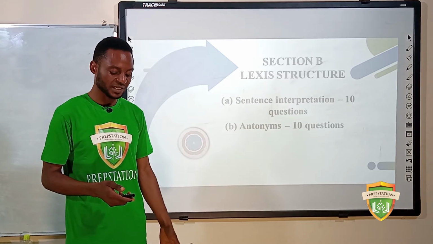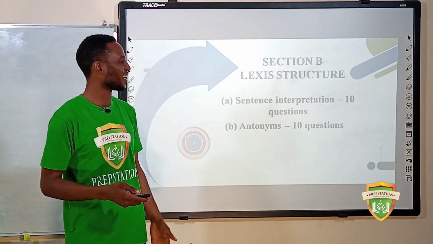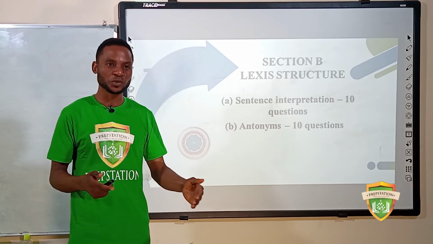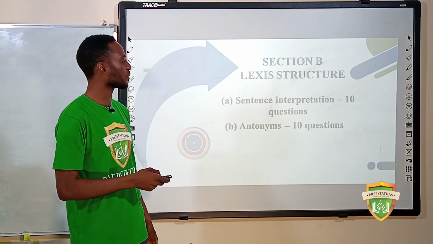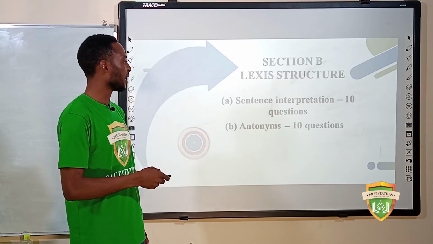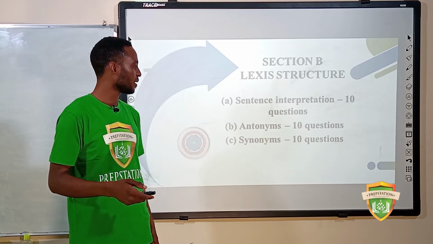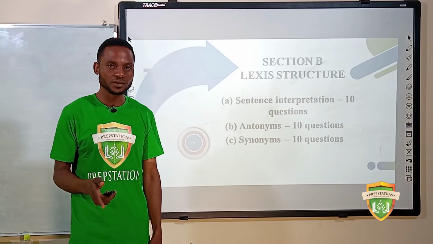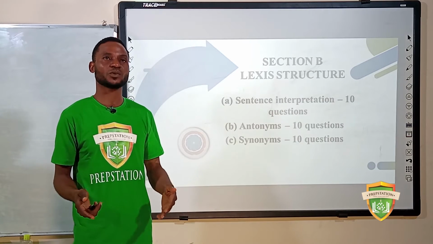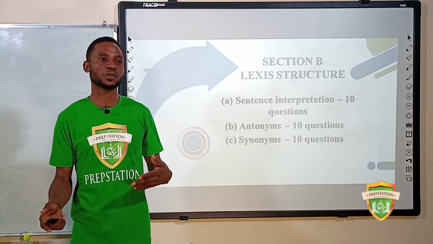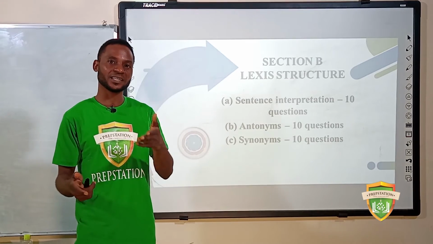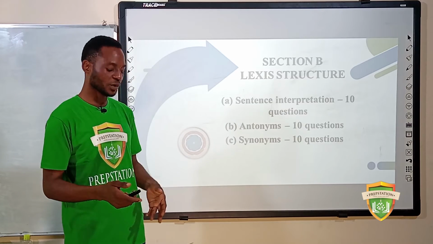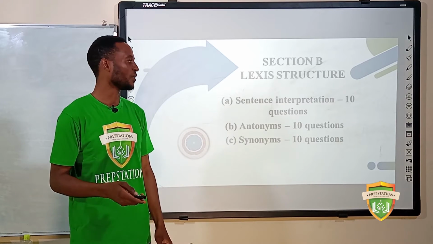And you will also be tested in the area of antonyms. We're talking about opposite in meaning. So you will have 10 questions coming from antonyms. And you will also be tested in the area of synonyms. Of course, in synonyms, you're talking about sameness in meaning, words that can replace one another in some context. So you're going to have 10 questions from there.